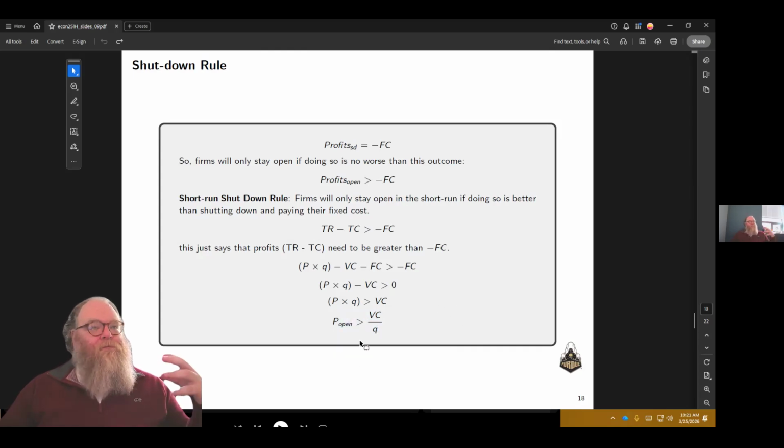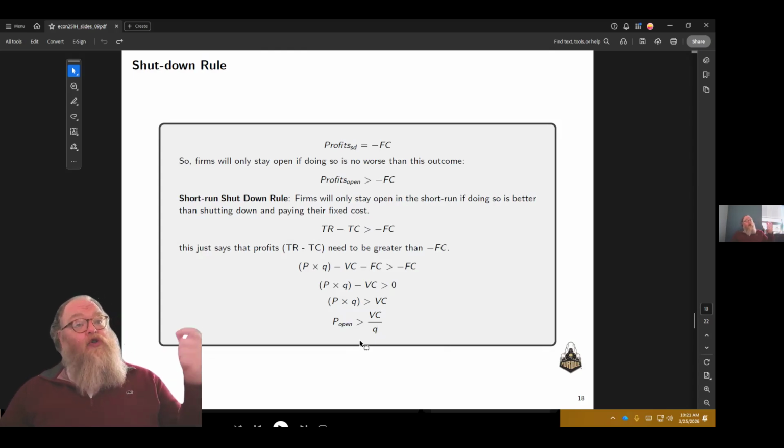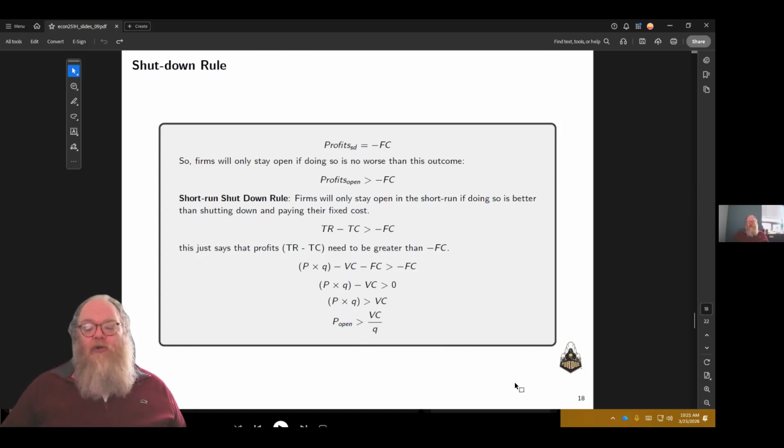The firm will stay open as long as the market price is greater than the minimum of average variable cost. I'll say that again. The firm will stay open as long as the market price is greater than the minimum of average variable cost. Now, why is that? Why does that constitute a shutdown rule?